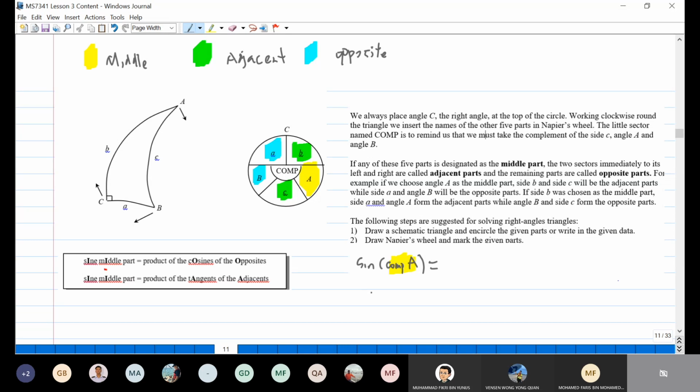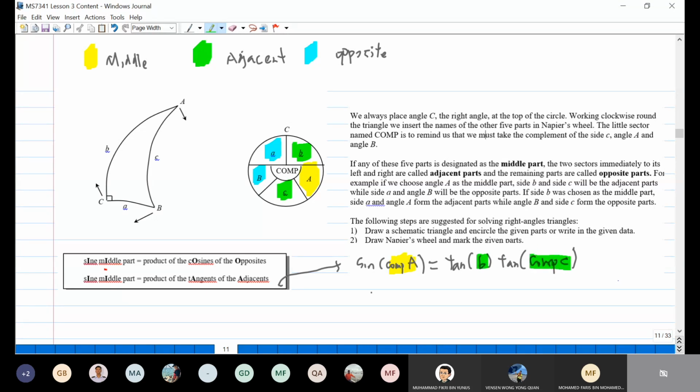depending on what you choose. If you want to choose adjacent, you must use the product of tangent. So the product of tangent is adjacent here. So this is the product of tangent here. One of them is B. The other one is tangent complement of C. So I use adjacent, green color.